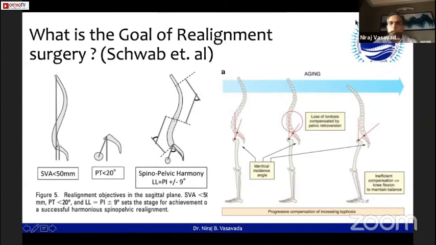As you see on the right side, as patients start aging, gradual degeneration will lead to significant loss in lumbar lordosis, which leads to pelvic tilt, which leads to SVA falling forward, and which leads to employment of further compensatory mechanisms.